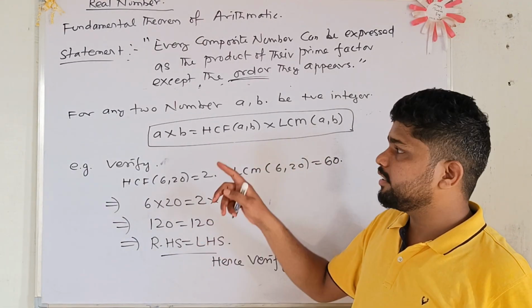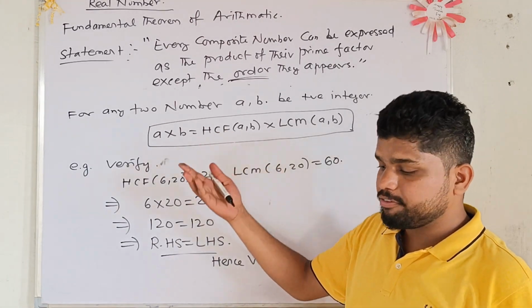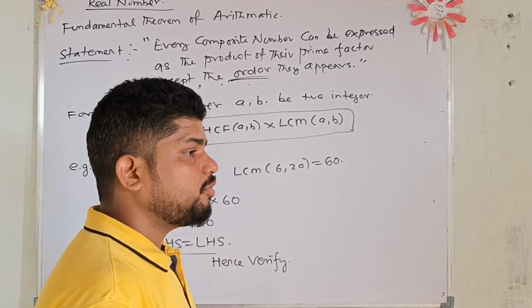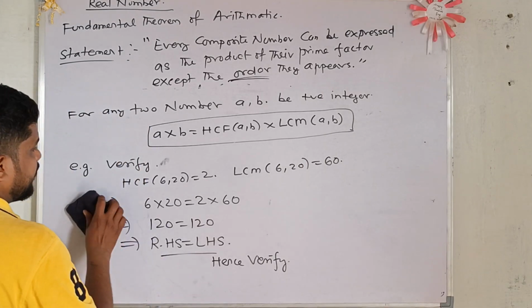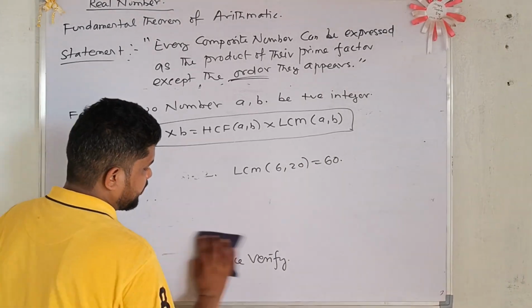Suppose we are given more than 2 numbers, suppose we are given 3 numbers. So what is the formula for that? Let me tell you, for 3 numbers.